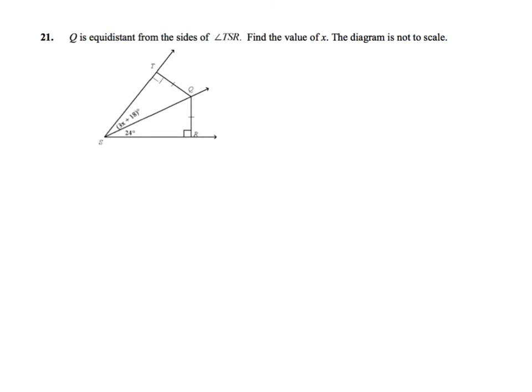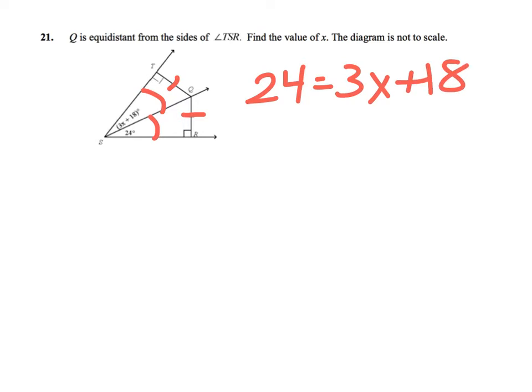All right, my next one says Q is equidistant from the sides of angle TSR. Find the value of x. Diagram's not to scale. Again, that's a fancy way of saying these two parts are congruent to each other, which means that these two have to be congruent. So I'm going to set those values equal to each other. I'm going to do 24 equals 3x plus 18.